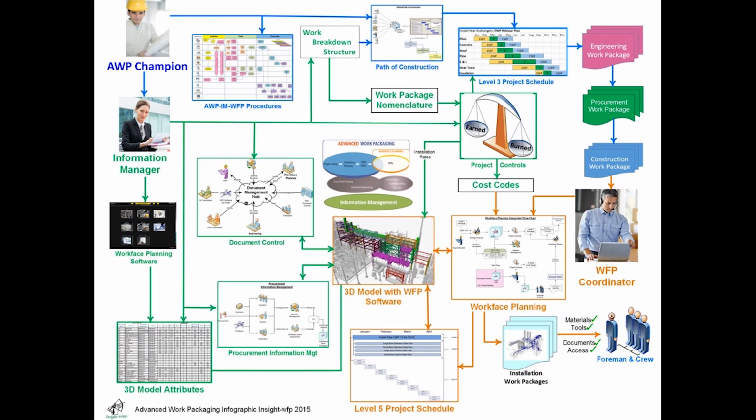Then finally, after all this preparation, we reach the objective. The IWP is issued to the foreman a couple of days before it is due to start so that they can prepare to execute the work.